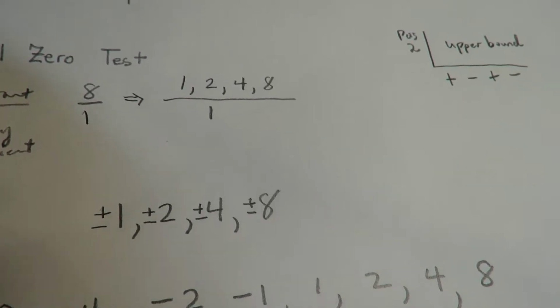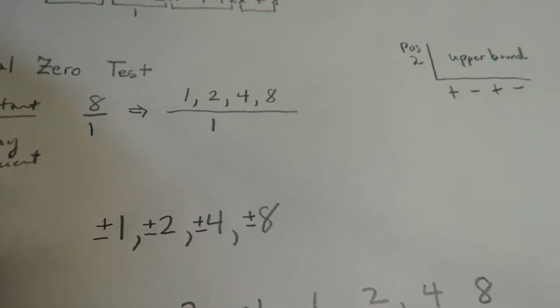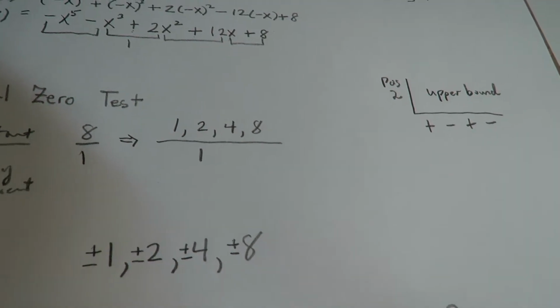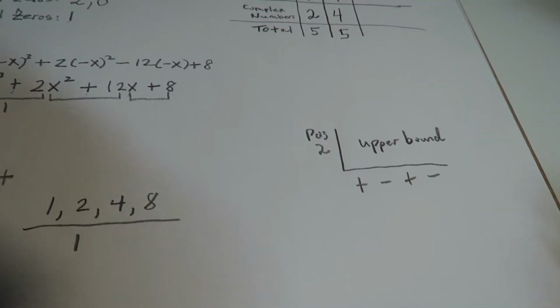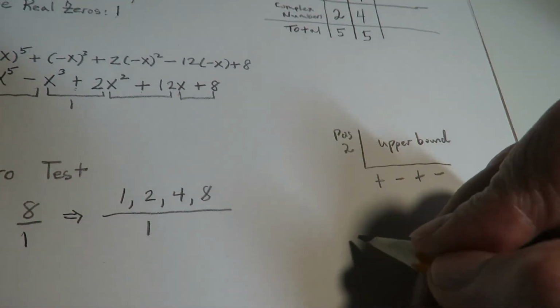Okay, so the only tricky thing about an upper bound is it's not necessarily the lowest upper bound. It's not necessarily the lowest upper bound, okay? So we have to be careful with that.